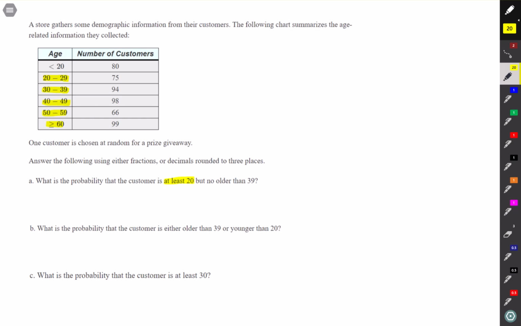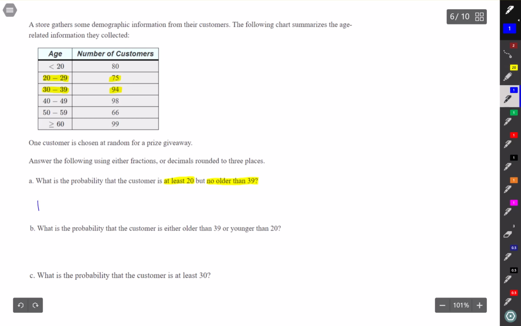Okay, now but they're no older than 39. So I've highlighted a few groups here that represent folks that are older than 39. So they can't be older than 39. So these three I need to remove. Now, the number of people within these groups, we have 75 and 94. So the probability that someone is between the ages of 20 to 39 is going to be 75 plus 94, divided by the total number of customers altogether.